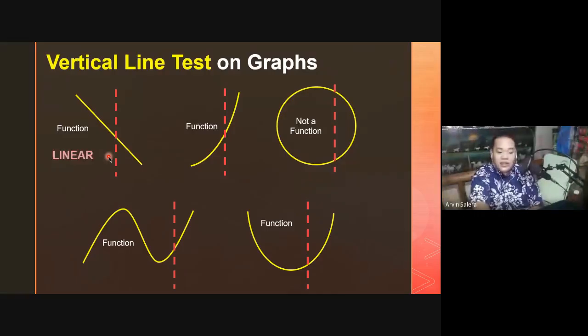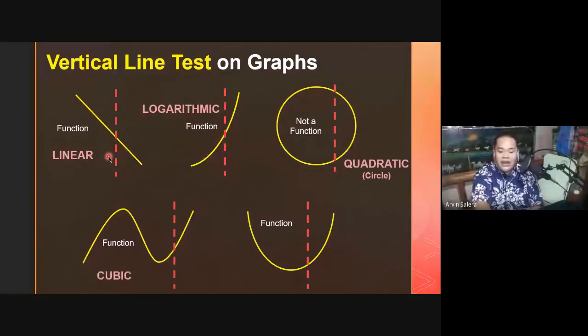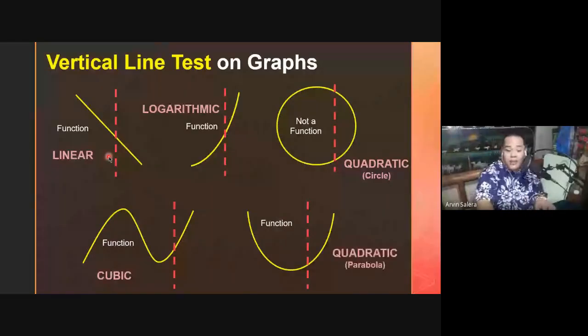They call this the linear. We call this the logarithmic. Call this the quadratic circle. This is the cubic function. And last is the quadratic or the parabola. Okay. Quadratic circle and then the quadratic parabola. There are many hyperbolas. There are many quadratic functions.